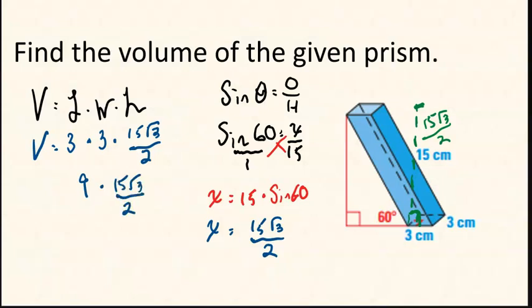9 times 15 will be 135. I double checked that with my calculator. So I have 135 square root 3 over 2. Done. Nice, simple answer. I'm going to put the unit at the end.